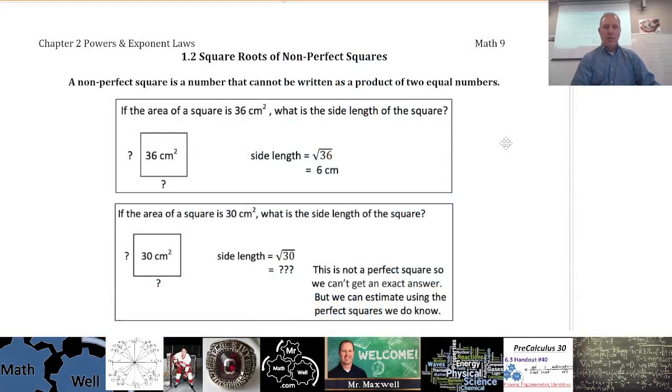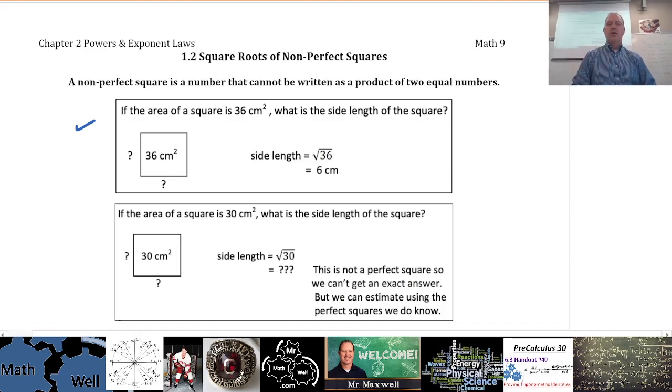So section 1.2, we're talking about square roots of non-perfect square numbers. We spent a long time yesterday on 1.1, perfect square numbers, and we're going to get an example of a perfect square number here for our first example. But then we're quickly going to move to numbers that don't appear to be perfect square numbers. And what do we do with those? And how do we recognize them?